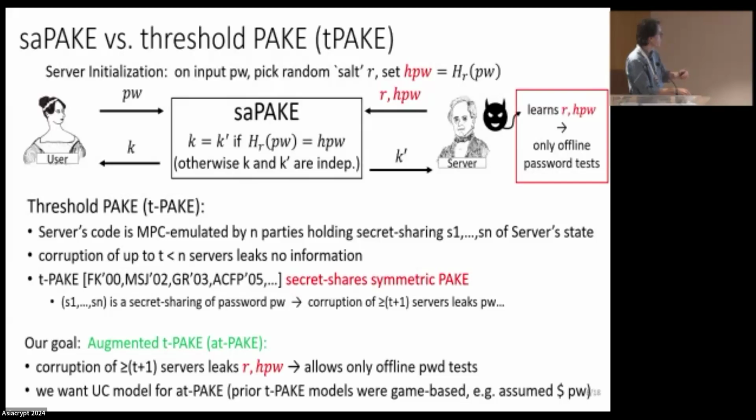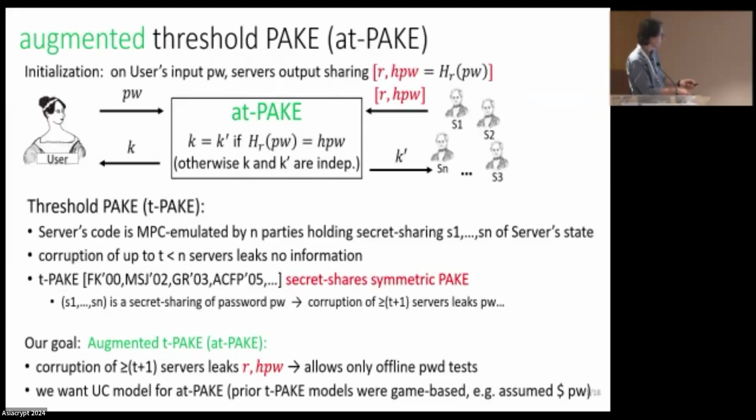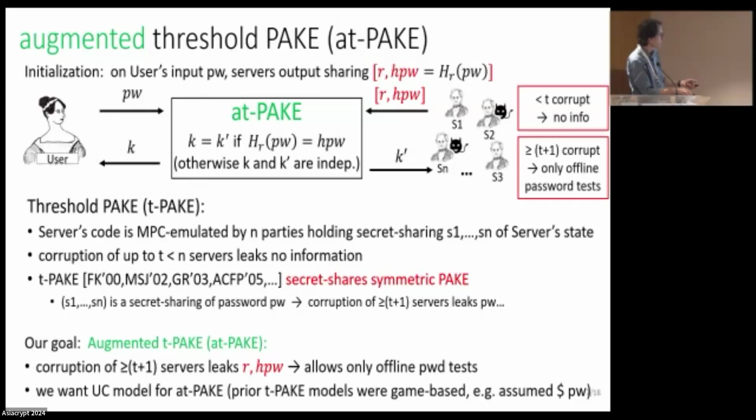So we would like to secret share the augmented PAKE, in effect, secret share the state of the server, right? So rather than having this in the clear, we'll have a secret sharing, and this group is secret sharing this information. So if some of these servers get corrupted, if at most T, then there should be no information. And if T+1 or more, then they reconstruct this information, at which point they don't get the password in the clear, but only then can they do offline password tests.